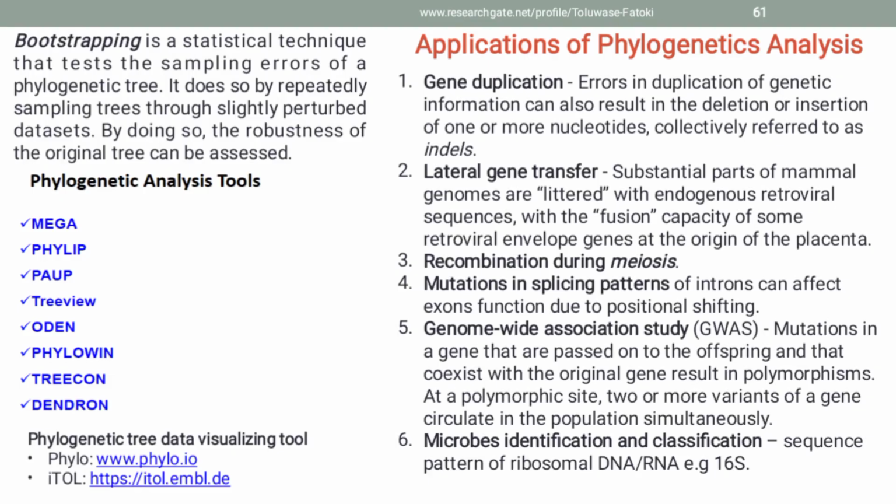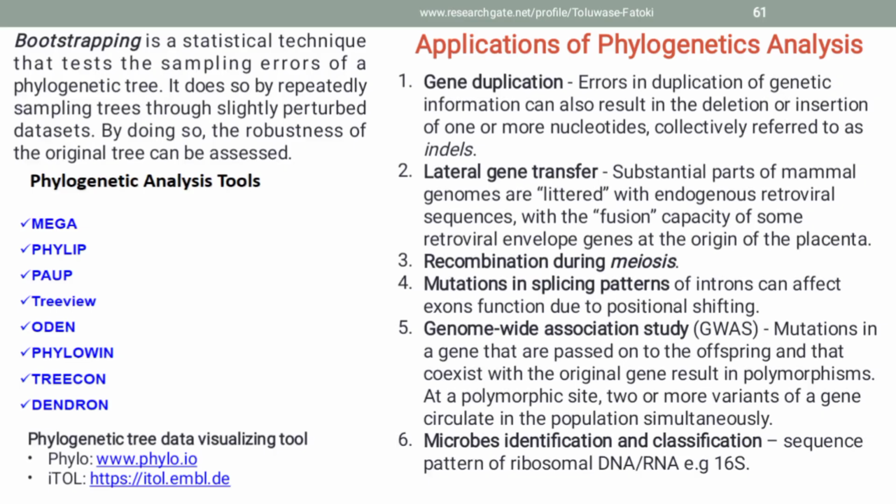You have Mega, you have Phylip, you have PAUP, you have TreeView, you have Fitch, you have PhyloWin, you have Treecon, you have Dendron. As I have said, from Clustal Omega on EBI, you can construct your phylogenetic tree. Also, from Clustal Omega, you can copy your tree data, and go and visualize it in a high definition manner on Phylo.io and also on the iTOL web server.